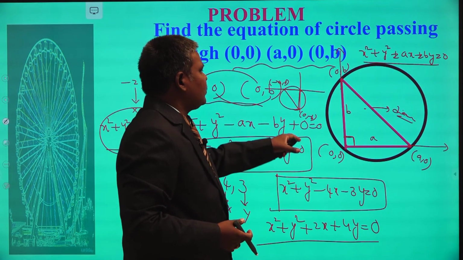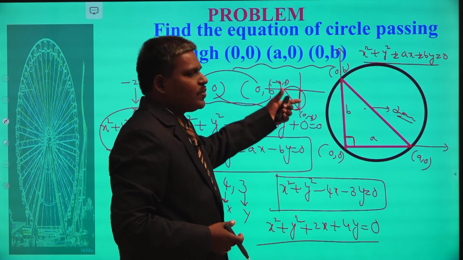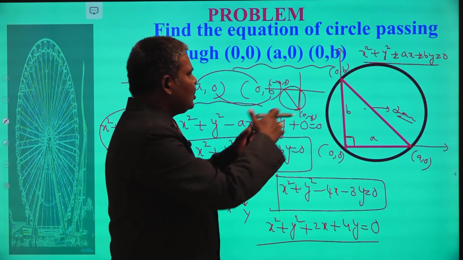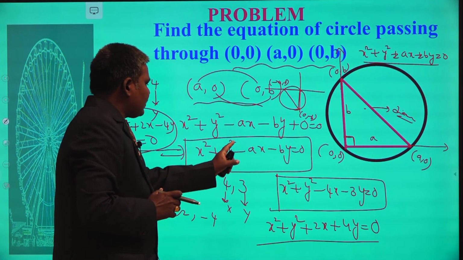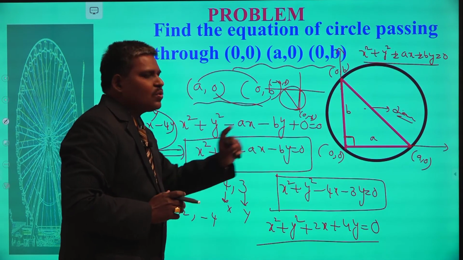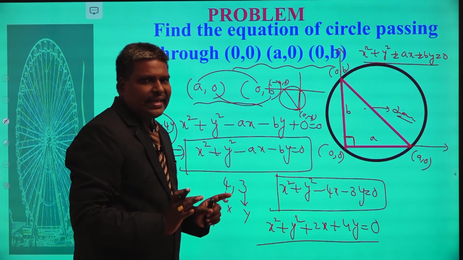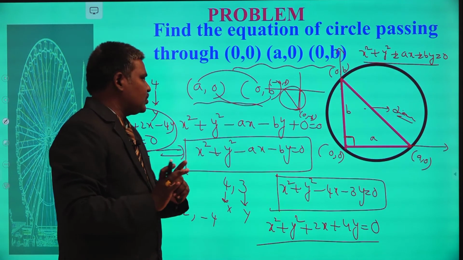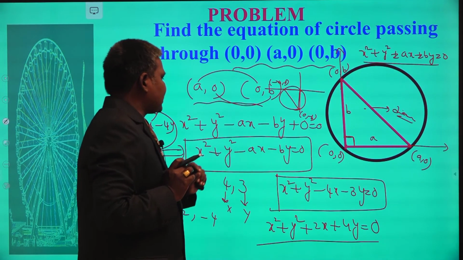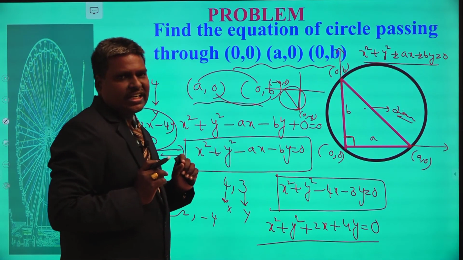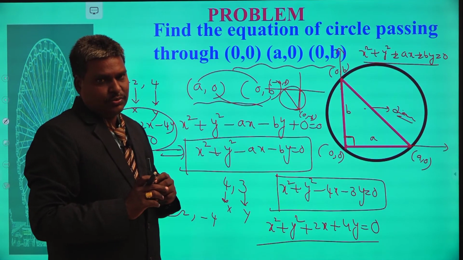So where is your circle? Does it intersect the positive x-axis or negative x-axis, the positive y-axis or negative y-axis? Depending upon that, you get the plus or minus values. So x square plus y square minus ax minus by is equal to 0 is the equation of the circle passing through the origin, making intercepts a and b with respect to the coordinate axes. What is your a? The x-intercept. What is your b? The y-intercept. The intercepts may be positive or negative, but their length is always positive.